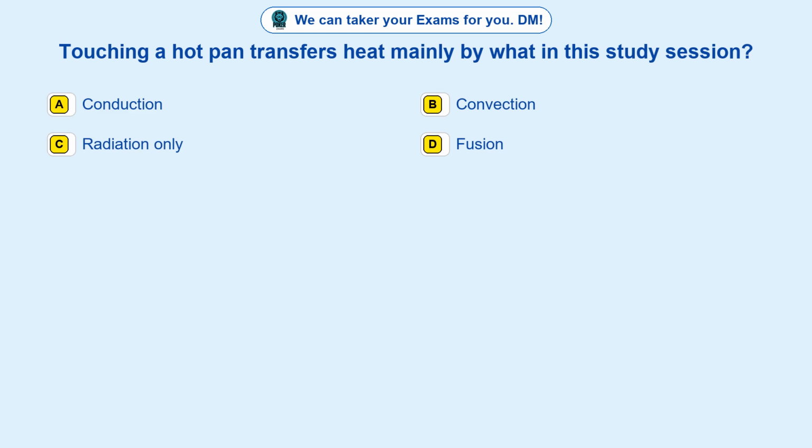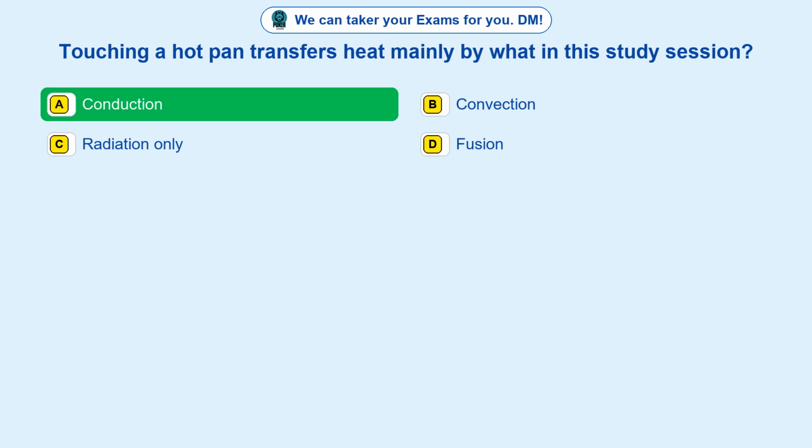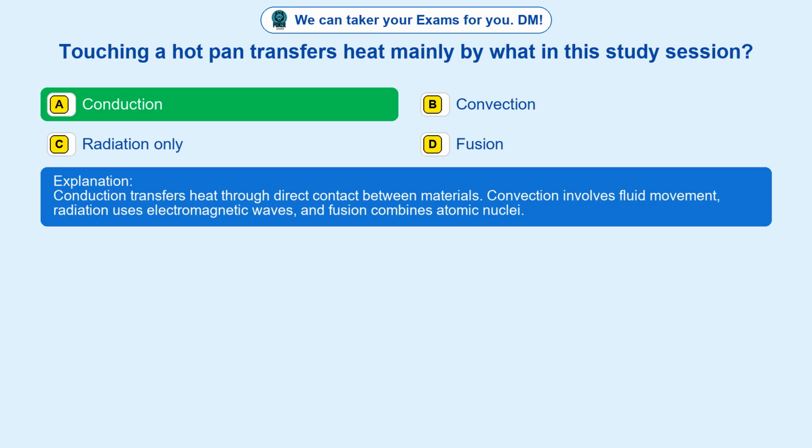Question 75. Touching a hot pan transfers heat mainly by what in this study session? Option A, conduction. Option B, convection. Option C, radiation only. Option D, fusion. The correct answer is option A. Conduction. Conduction transfers heat through direct contact between materials. Convection involves fluid movement, radiation uses electromagnetic waves, and fusion combines atomic nuclei.